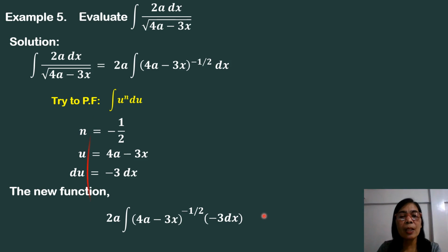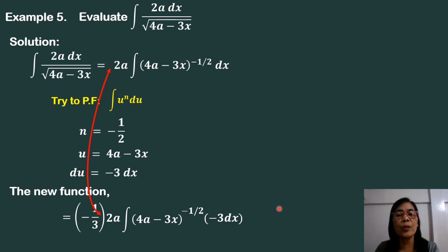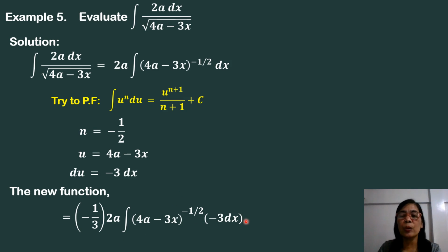Then before we apply the right side of the power formula, we have to compare if these two functions are equal. So obviously, as we compare these two, they just differ by this factor, negative 3. And that allows us to apply the third property, that is, we multiply this new function by a constant factor, the reciprocal, which is negative 1/3. So these two functions now are equal, and we are now ready to apply the right side of the power formula, that the integral of u raised to n du is equal to u raised to n plus 1 all over n plus 1 plus c.